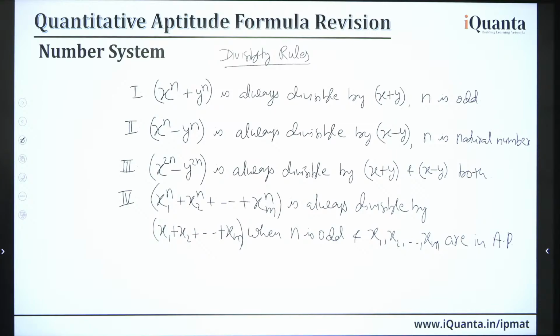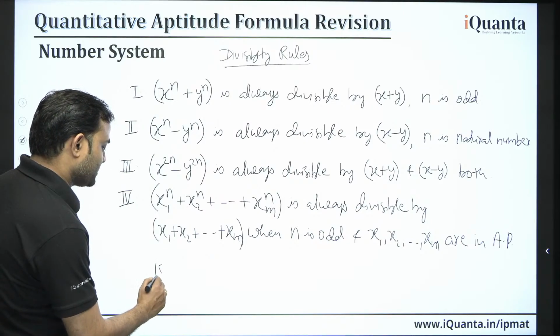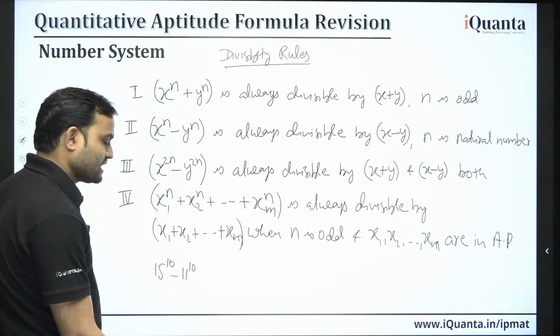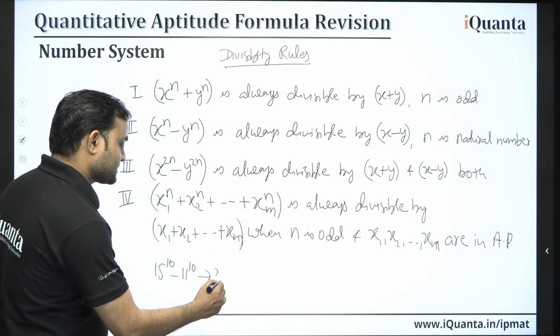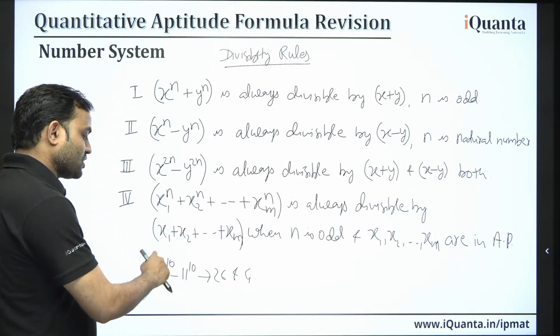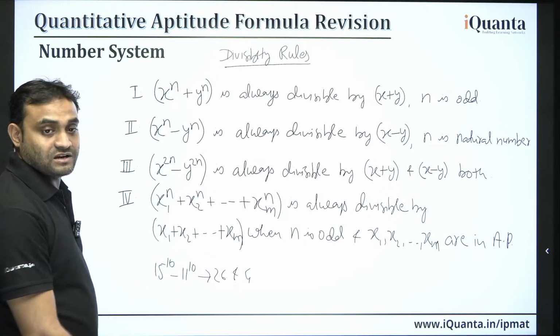Example of 3 numbers, take any value like 15 to the power 10 minus 11 to the power 10. This will always be divisible by 26 and 4. It will be divisible by 26 as well as 4. 15 plus 11, 15 minus 11. Okay.